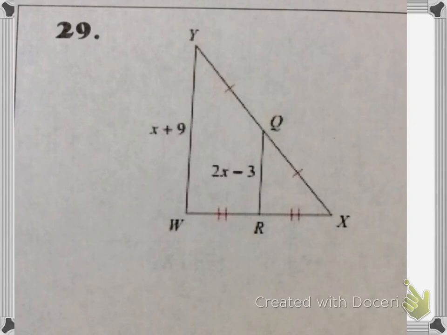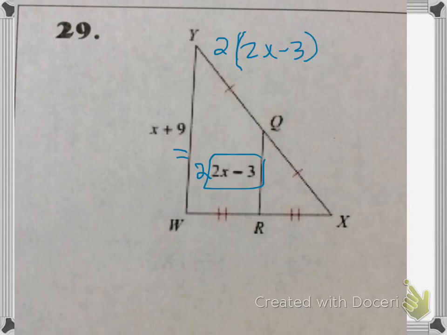29. This time we have to do some math behind the rule that we just said. We know that if we double this, it will equal that. That's what we do. We double the little one to get to the big one. So I'm going to go 2 times 2x minus 3. And I know that's going to equal x plus 9.